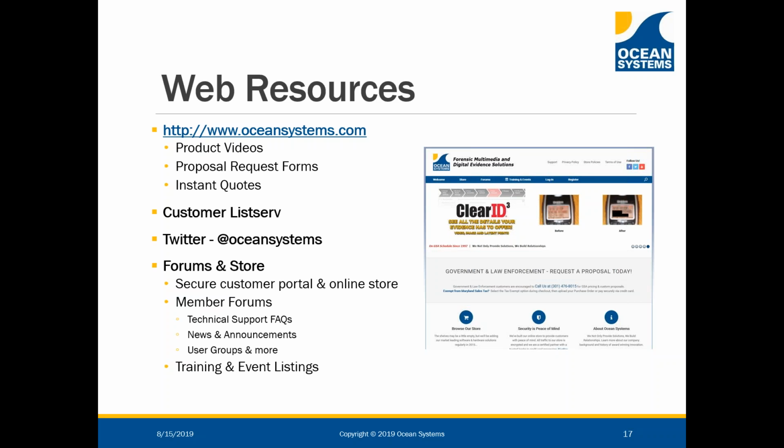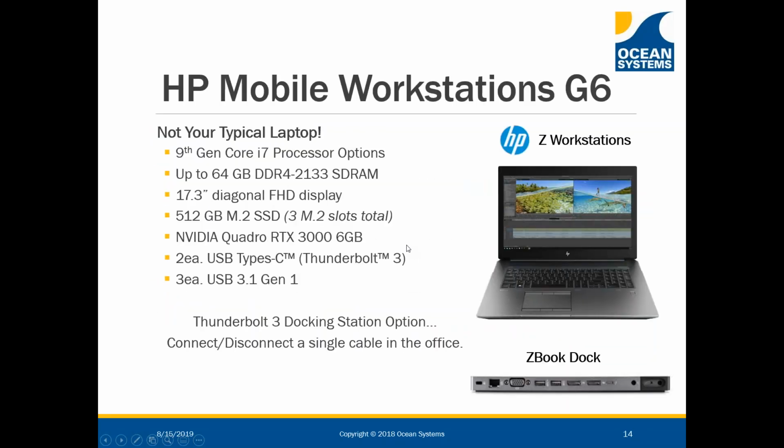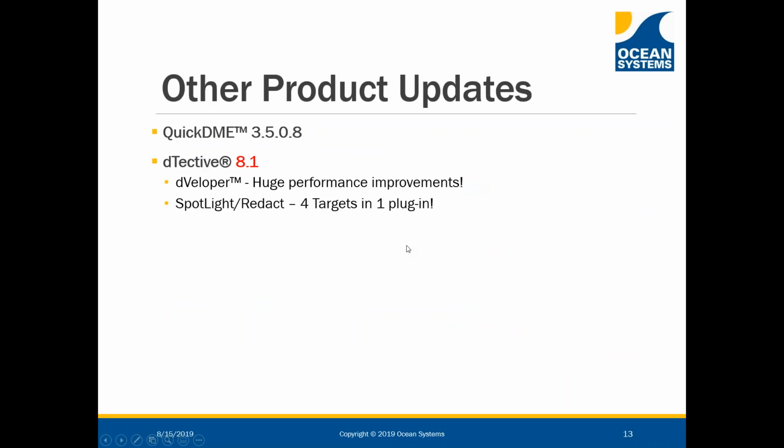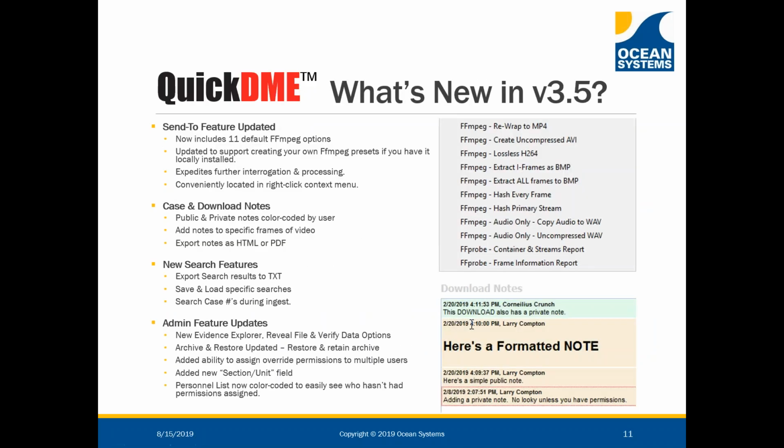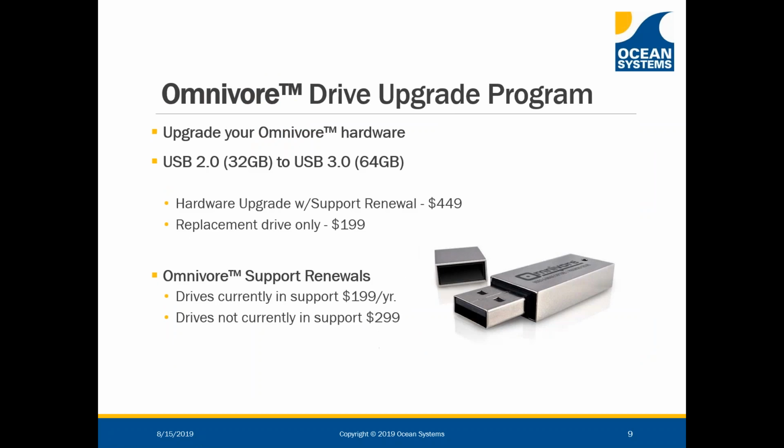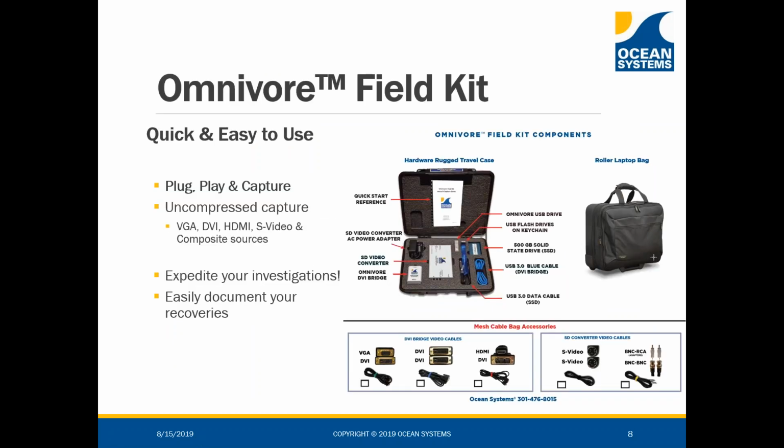So just to be clear, let me go back here in the slides, because it sounds like what we're referring to is possibly the Omnivore Field Kit. So let's take a look at that real quick. Here we go, Omnivore Field Kit, right? So our Omnivore Field Kit is an uncompressed video capture from the output device. It's one of the 7 general methods of recovering from a digital CCTV source.